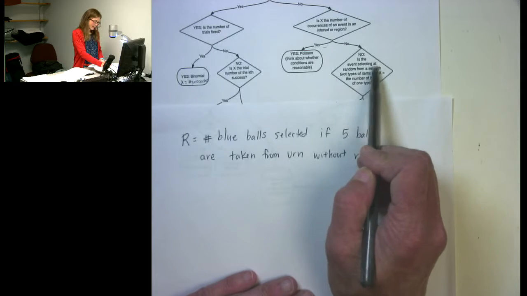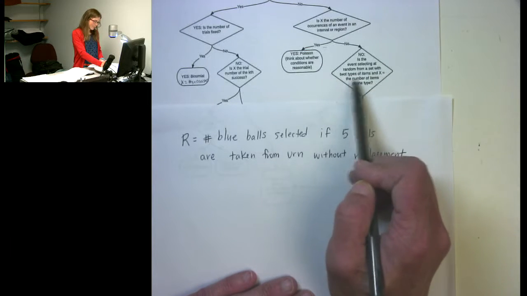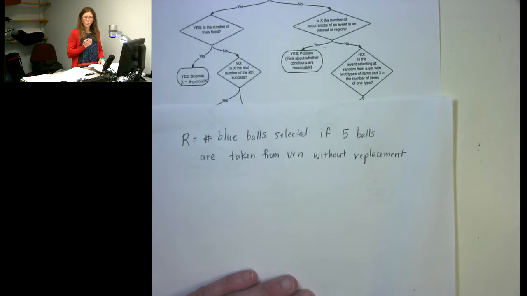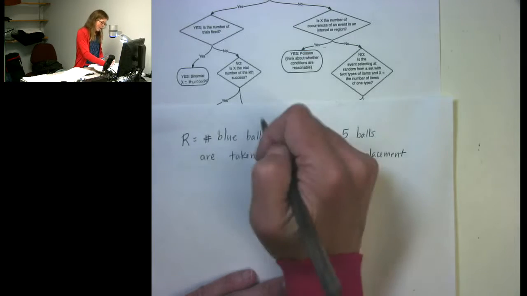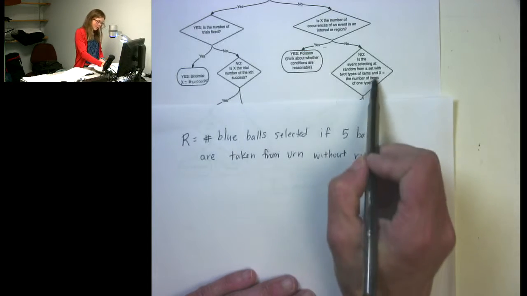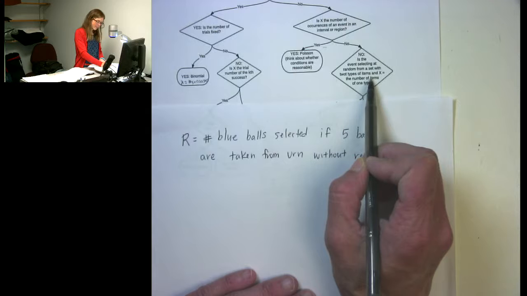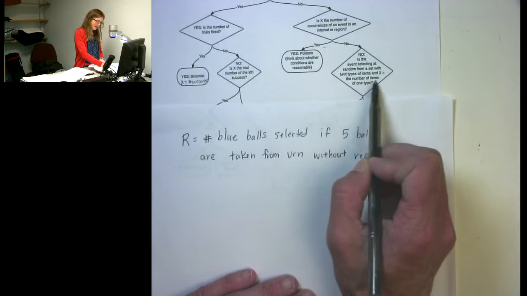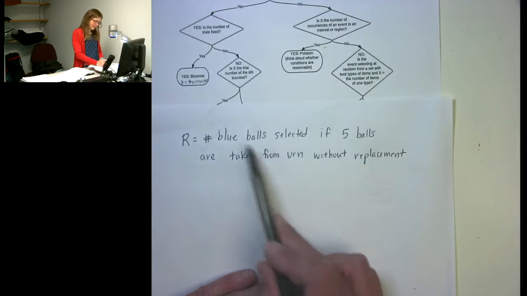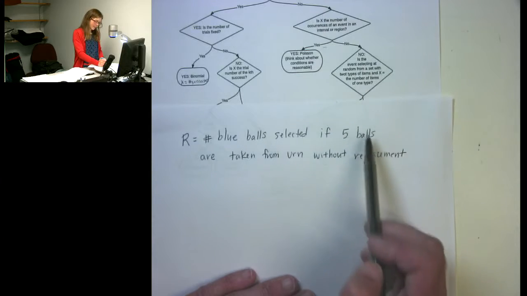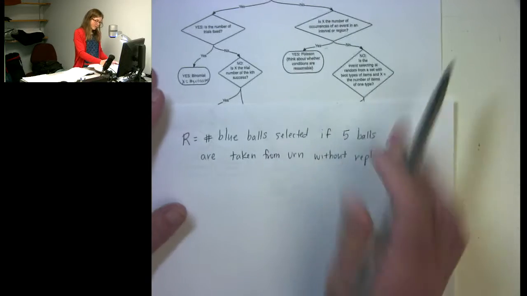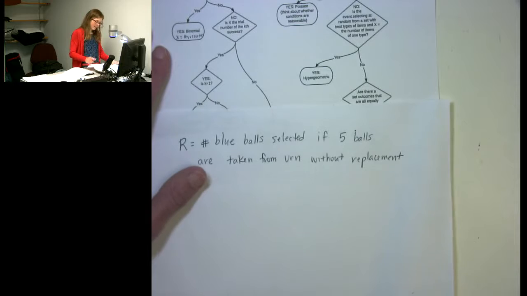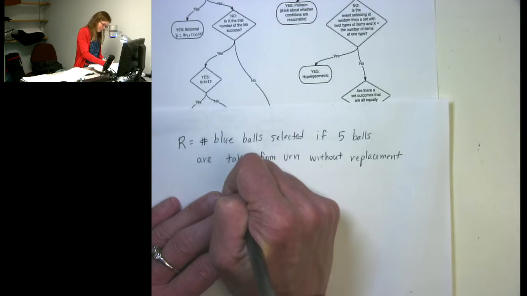Is the event selecting at random from a set with two types of items? Although really there are three different colors of balls, I'm really only interested in two characteristics, right? Whether they're blue or not blue. And X is the number of items of one type. Yeah, X is the number of blue ones out of a fixed number of balls chosen. So the answer to this question is yes here, and I have a hypergeometric distribution.